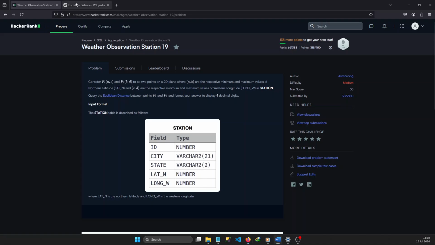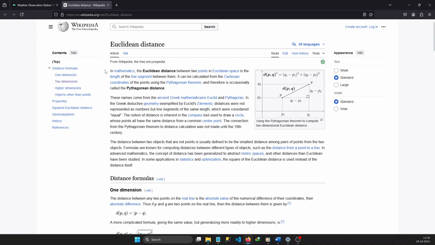So what is Euclidean distance in mathematics? The Euclidean distance between two points in Euclidean space is the length of the line segment between them. It can be calculated from the Cartesian coordinates of the points using the Pythagorean theorem, and therefore it's occasionally called the Pythagorean distance. So consider this to be P1 and P2. We need to calculate this distance.